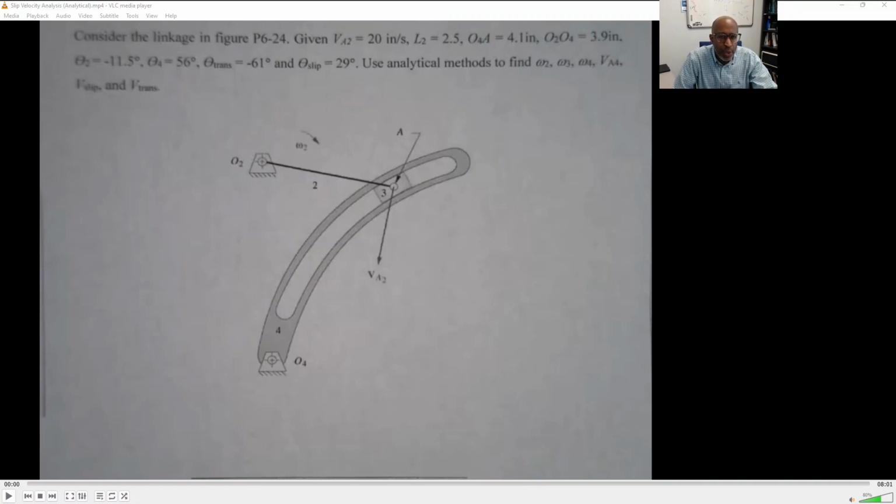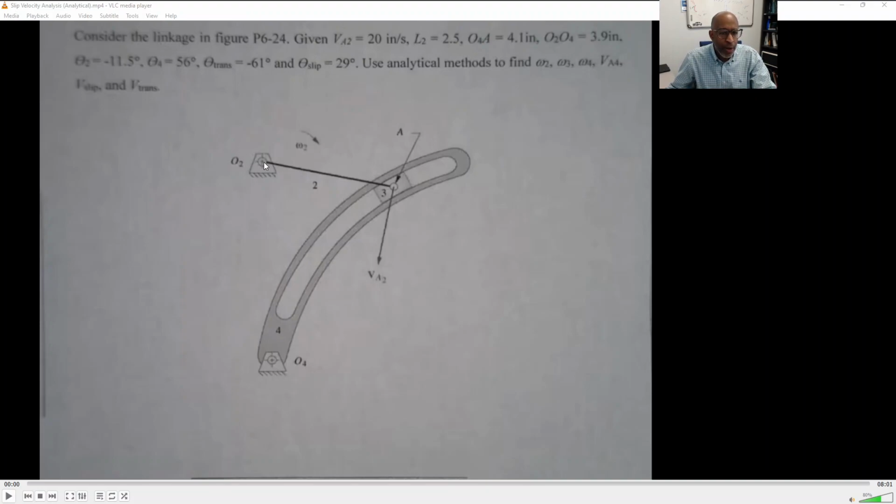So VA2 is equal to 20 inches per second. That's our known velocity. And we also have some known lengths. These would have been either part of the design or determined using position analysis. L2, our crank length, is equal to 2.5 inches. O4A, from O4 up to this point A, is at this present time equal to 4.1 inches, but that's a changing amount, and we'll talk about that later. And we have O2 to O4, that length is 3.9 inches and it doesn't change.